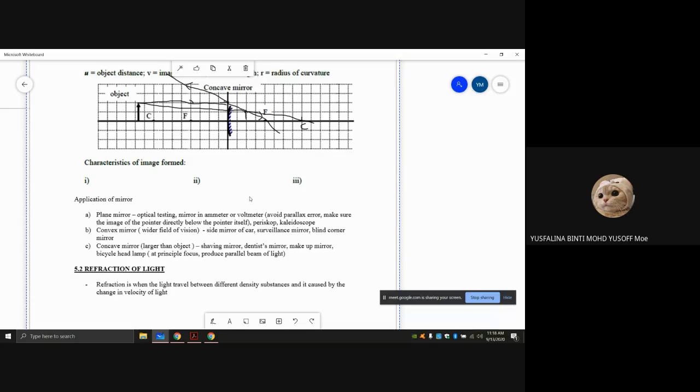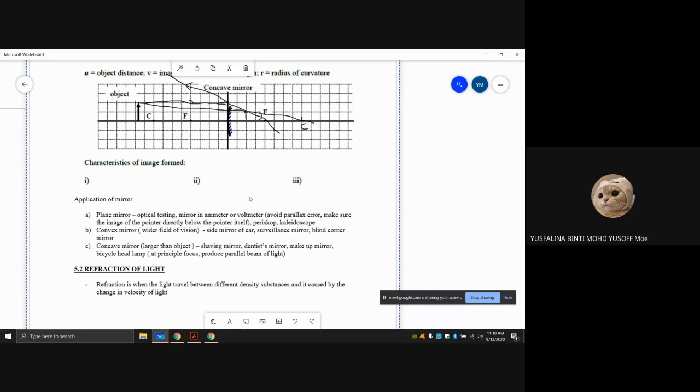For the convex mirror, we use it because of the wider field of vision. We use it as the side mirror of a car, a surveillance mirror, or a blind corner mirror. Let's say there's a corner on the road, they will put a convex mirror there, so you can see the image of a car coming from the other side of the corner. We use it because of its wider field of vision.